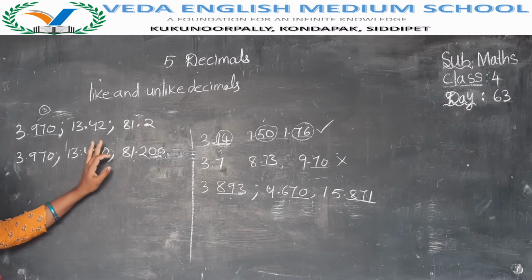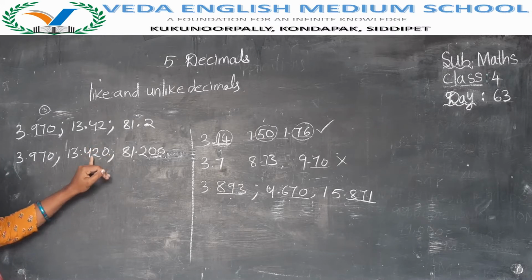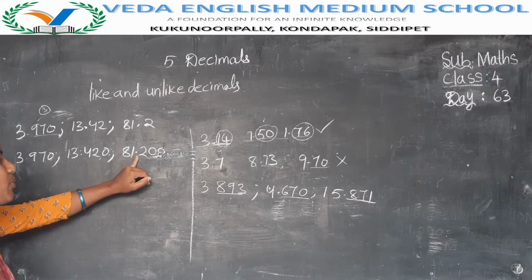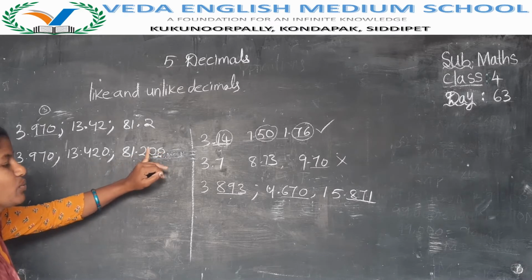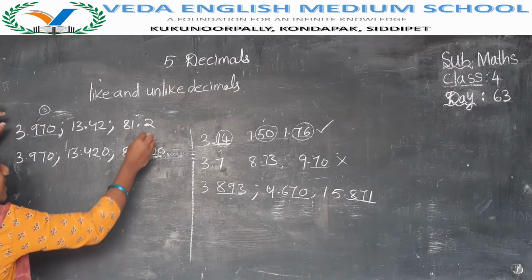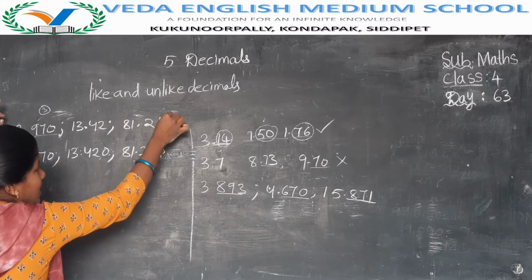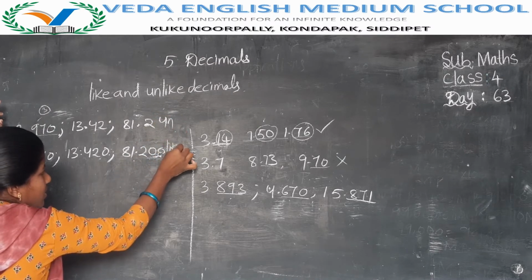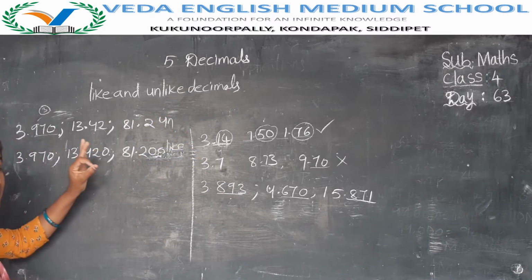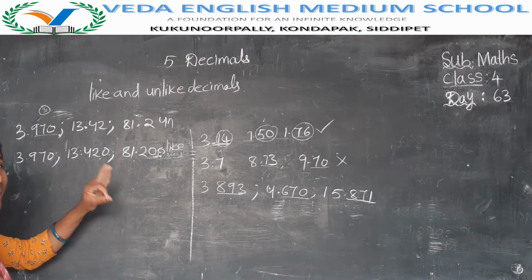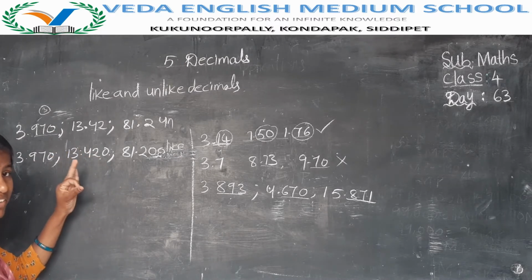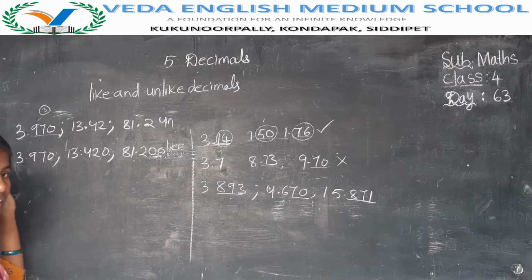As I said already, after the decimal point zeros have no value. Now 42 also, you can count, sorry, 42 also or 420 also, no problem. 81.200 also, 81.2 also. We have converted this unlike decimal into like decimal. The decimals having an equal number of decimal places are called like decimals. Decimals not having an equal number of decimal places are called unlike decimals.